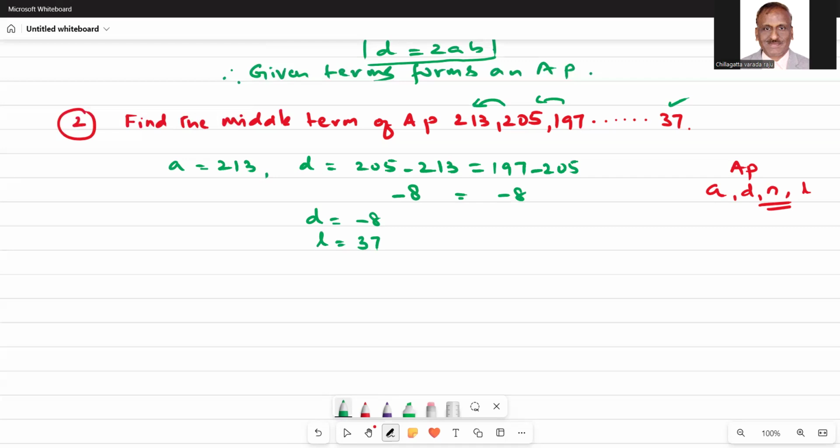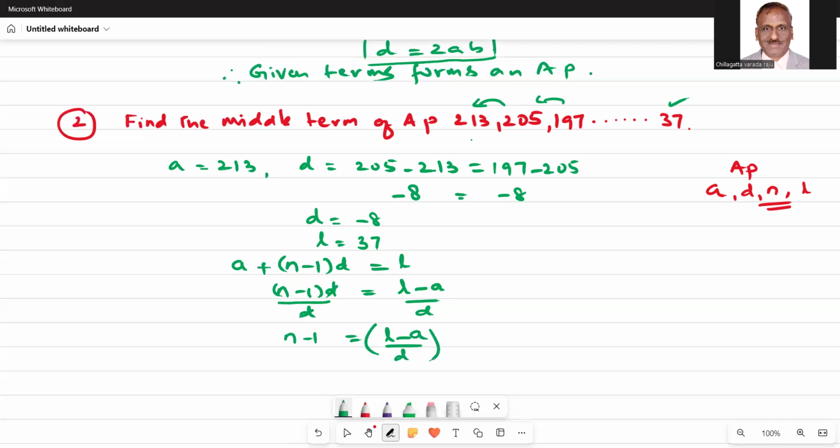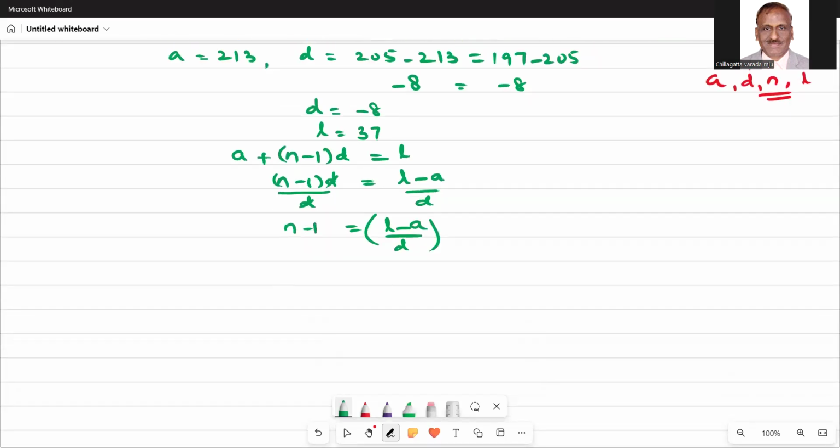To find out n, how many terms are there from 213 to 37, I will give you one simple formula. That formula is also derived from the nth term of AP. Tn is equal to A plus n minus 1 into D, which equals L. A I will transpose to the RHS, so n minus 1 into D is equal to L minus A. Then divide both sides by D. D and D cancel, so n minus 1 is equal to L minus A by D. We want n only, so transpose minus 1 to the RHS. So n is equal to L minus A divided by D, plus 1. If you use this formula, straight away you will get the n value.